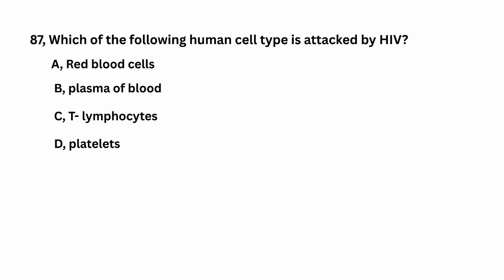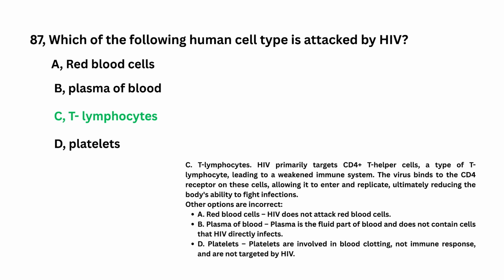Which of the following human cell types is attacked by HIV? Red blood cells, plasma of blood, T lymphocytes, platelets. T lymphocyte is the answer.